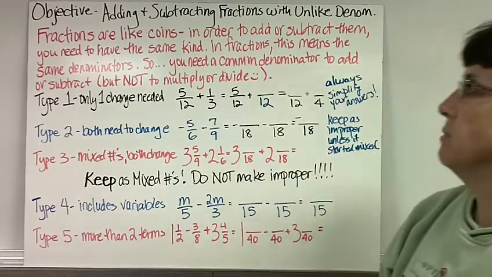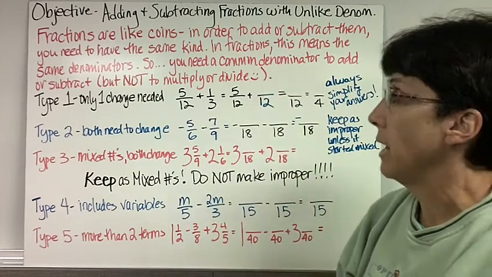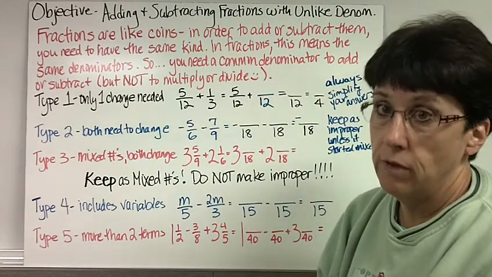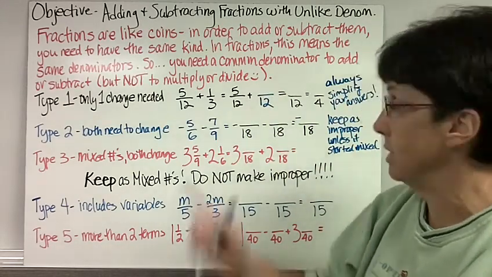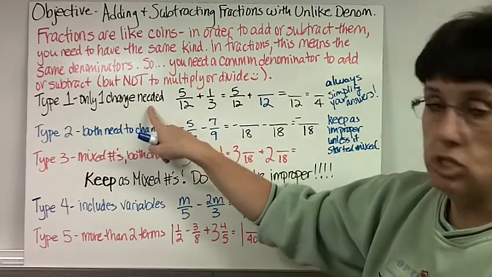In fractions, this means the same denominator. So you need a common denominator to add or subtract, but you don't to multiply or divide. Multiplying and dividing is actually easier. All right, type 1, only one change needed.